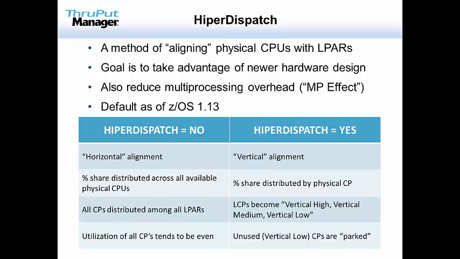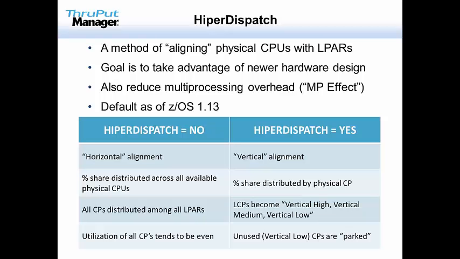Just a quick rundown comparison. HiperDispatch, you may have heard the term vertical alignment versus horizontal. We'll be more specific about that. Your percentage share without HiperDispatch is distributed across all available physical CPUs, as I discussed in the previous example. With HiperDispatch, your share is distributed by physical CPUs. Without, it's distributed across all LPARs, all CPUs distributed across all LPARs. With HiperDispatch, your logical processors become marked vertically. You've heard the terms vertical high, vertical medium, vertical low, sometimes short form as VH, VM, VL.